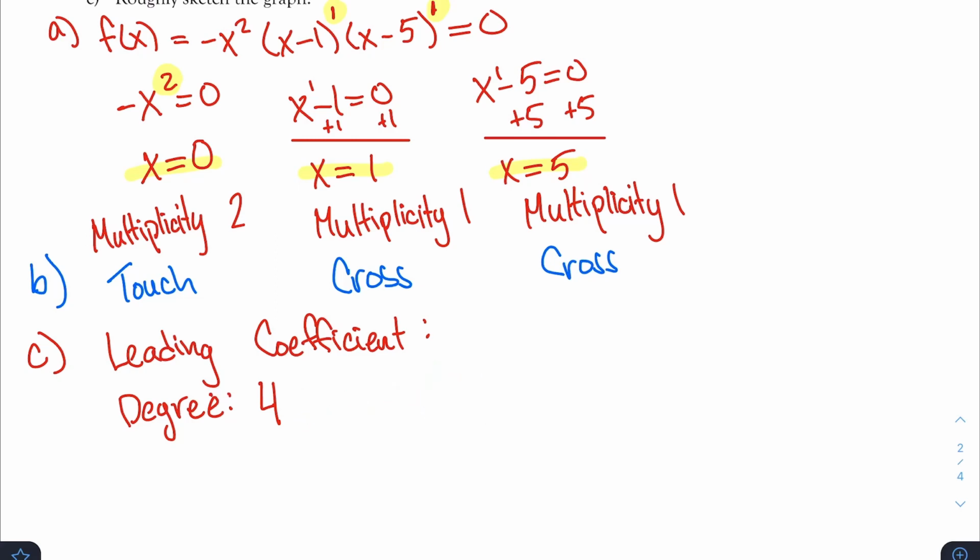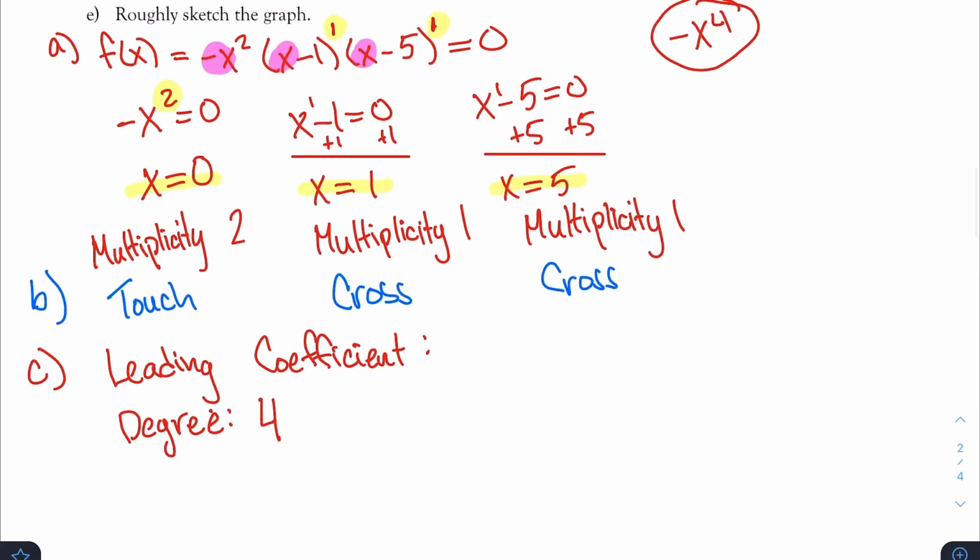What about the leading coefficient? Again, if I look at this function, I want you to imagine if you multiplied it out. What would go in front of that x to the 4th? Well, if you think about it, our x to the 4th will come from negative x squared times x times another x. So in particular, I know that if I were to multiply this out, I would end up with a negative x to the 4th. In other words, my coefficient, I'm expecting it to be a negative 1. So I have my leading coefficient and the degree.